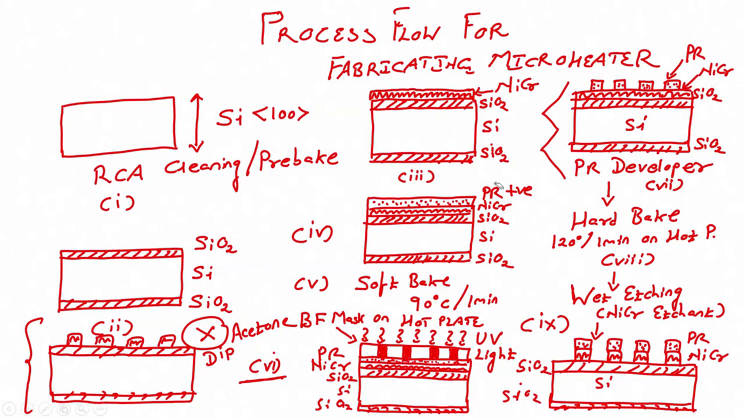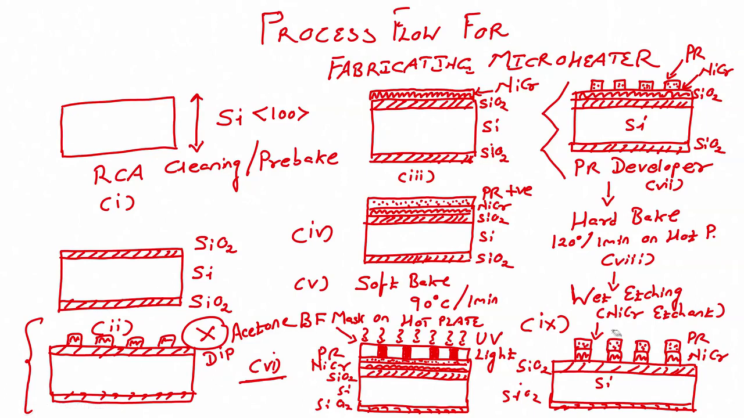Since it is a positive photoresist, the exposed area will become weaker and the unexposed area will become stronger. This is what we see here, that the photoresist that was exposed became weaker and it got developed in photoresist developer. The photoresist that was not exposed got stronger and it is still there. After this what we are looking at? After this we have to perform hard bake at 120 degree centigrade for 1 minute on hot plate. Next step would be wet etching. Wet etching can be done in nichrome etchant, since our metal used for micro heater is nichrome.